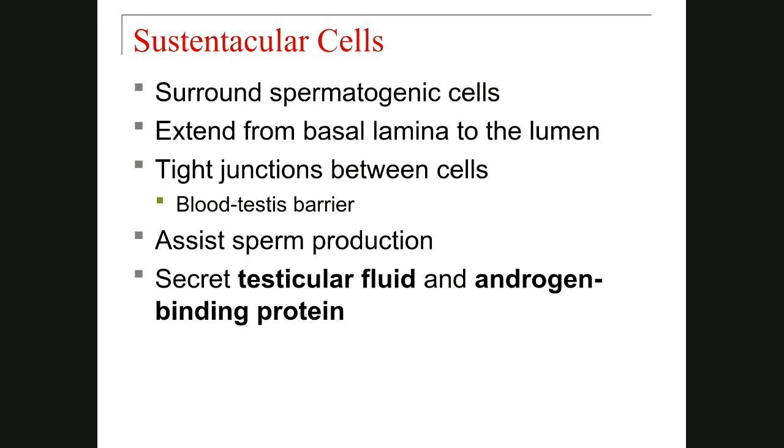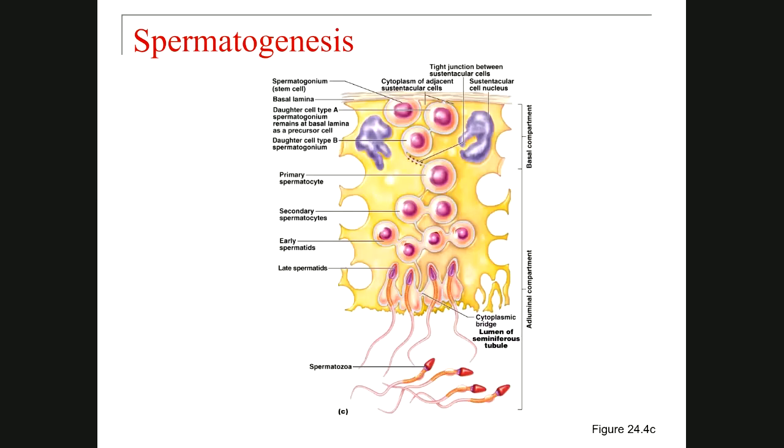The sustentacular cells surround the spermatogenic cells. As I showed you before, they extend from the basal lamina to the lumen. Look at here again. They start from this basement membrane or basal lamina and continue to the lumen. These cells are joined together by this junction. These junctions are called tight junctions. These tight junctions are very, very tight. I put an arrow here. These are tight junctions and they are very tight.